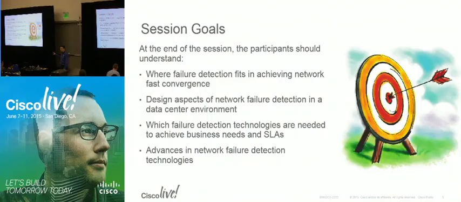Last thing, we'll talk about some advances in the failure detection technologies. Okay, so we won't talk too much about roadmap, but we'll talk about where the industry is going and how we're trying to solve some of the problems that still exist in failure detection today. We've solved quite a few, but there's still a few things that are open on the table.